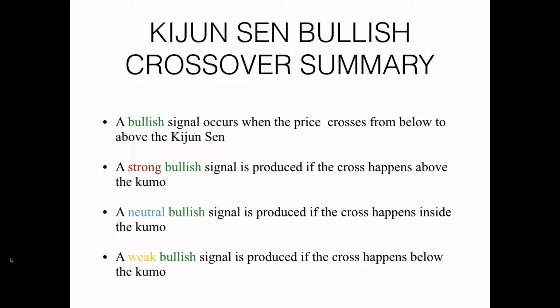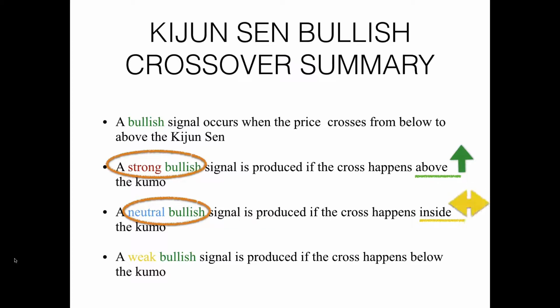Now to summarize, a Kijun-sen bullish crossover happens when price crosses from below to above the Kijun-sen. A strong bullish signal happens if the cross is above the Kumo. A neutral bullish signal is produced if the cross happens inside the Kumo. A weak bullish signal is produced if the cross happens below the Kumo.